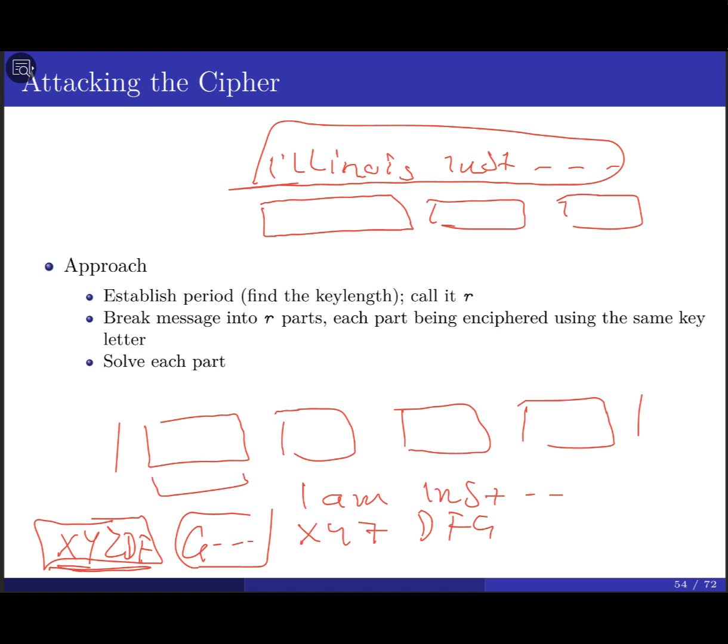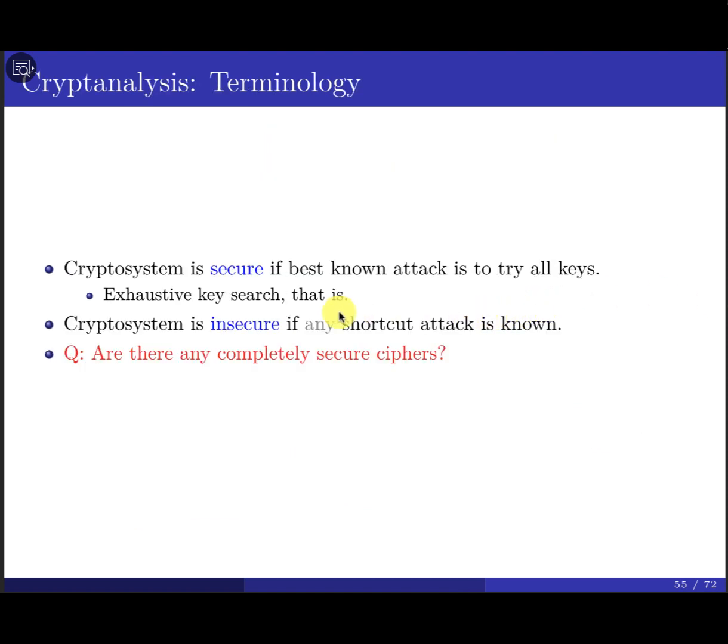Okay, so that's all about attacking ciphers. What I need you to know here is the definitions. You should know how to use, for example, the Vigenere cipher for encryption and decryption, and substitution, shift or Caesar cipher, symbol substitution cipher, how to perform encryption and decryption, and the same thing with transposition. Okay, so in terms of terminology, we said that a cryptosystem is secure if the best known attack is to try all possible keys.